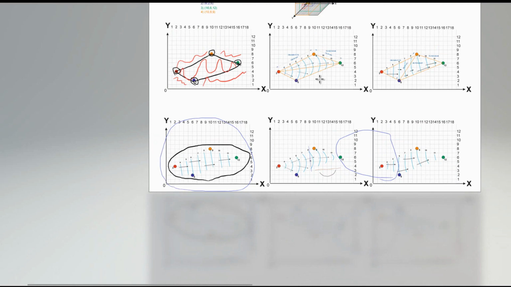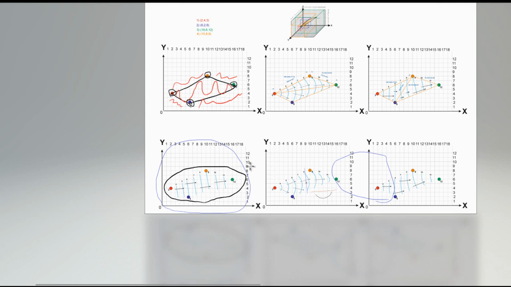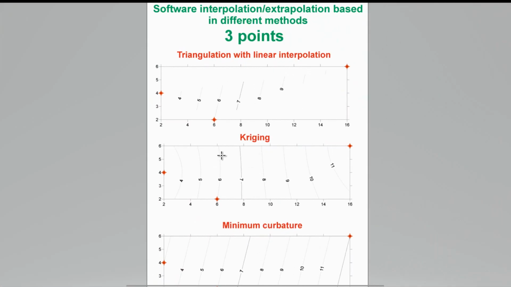Now let's see what the interpolation results are for different methods. This is a software interpolation, extrapolation based on different methods for 3 points. Okay, that was our 3 points: 1, 2, and 3. The first method is the triangulation with linear interpolation, and that's the method we used for the example with 3 points. It's the same result. Here we have the groundwater flow direction. It's this direction.